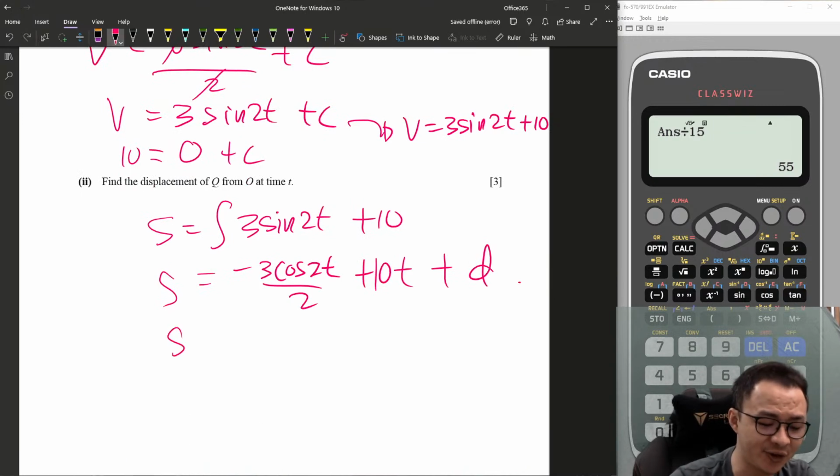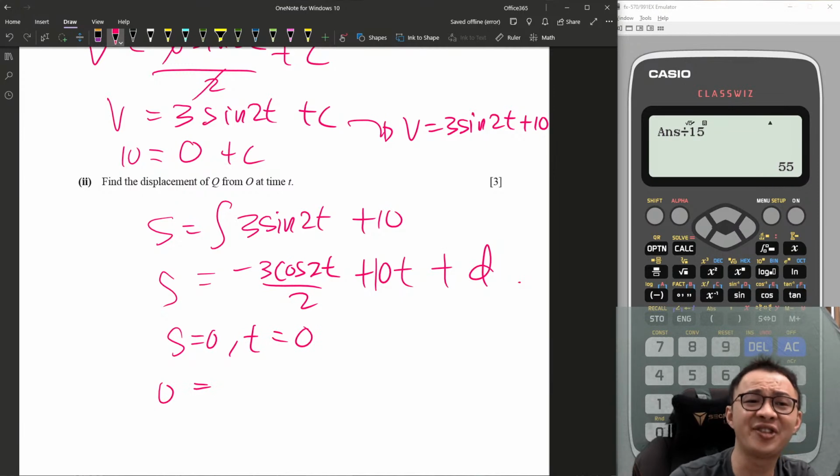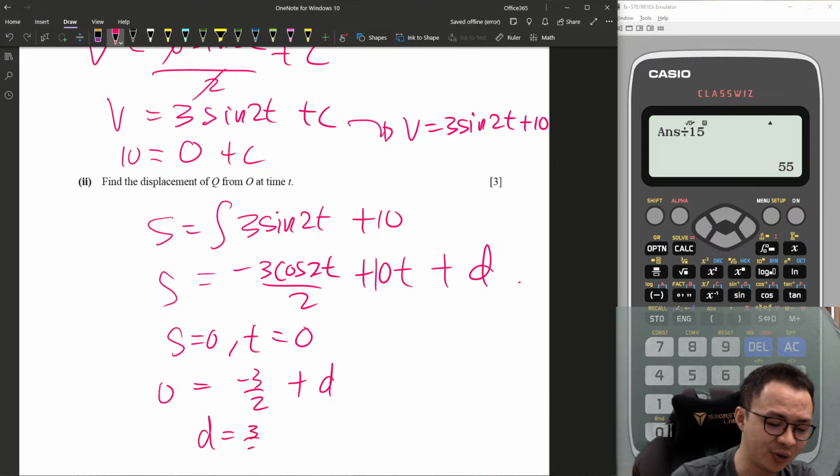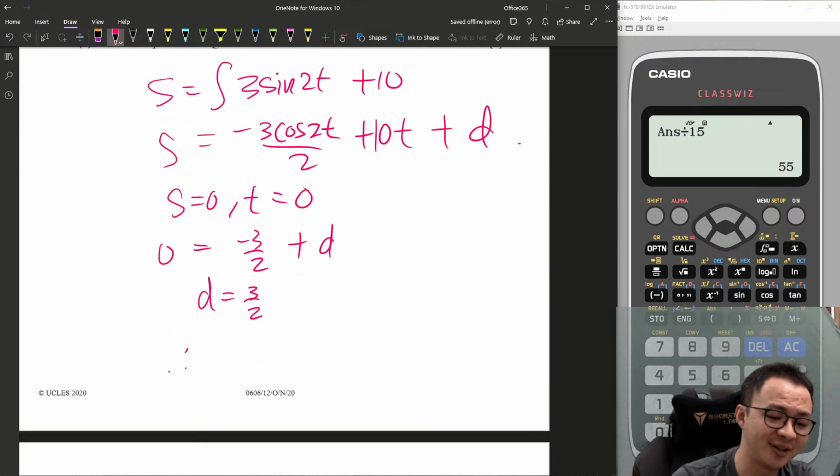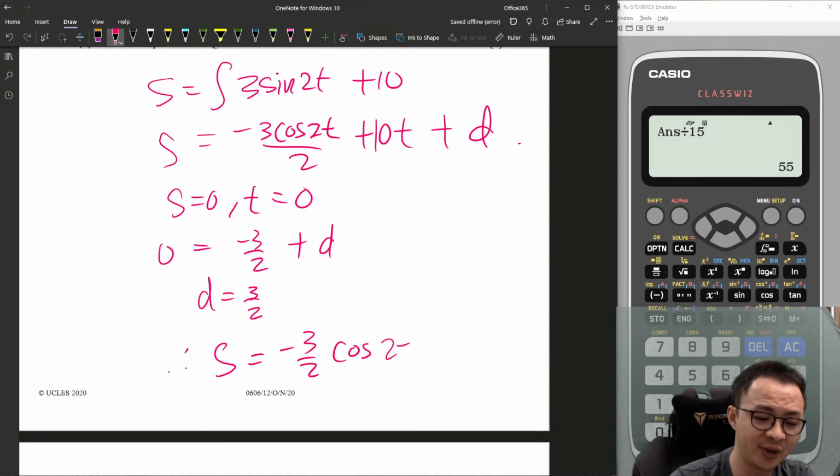So when s equals 0 and t equals 0, I substitute in here. cos 0 is 1, so it's negative 3 over 2, plus 0, plus d. d is 3 over 2. Then I get my s equation. Easy 3 marks: s equals negative 3 over 2 cos 2t, plus 10t, plus 3 over 2.